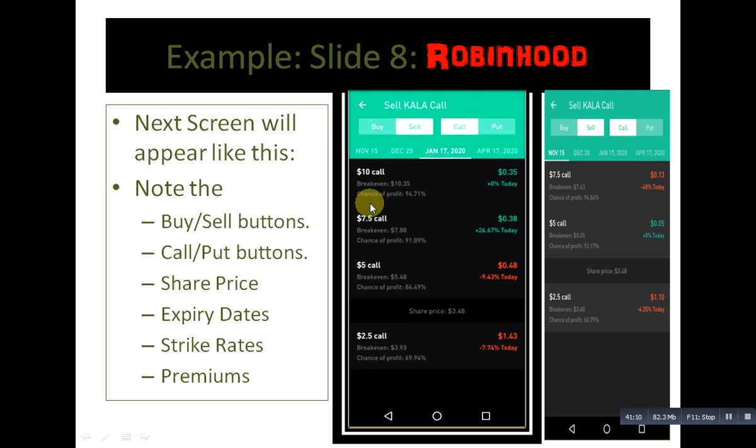It also shows you, for your ease, a break even here. That means if I go ahead and try to sell a call option with a strike rate of $10, right?